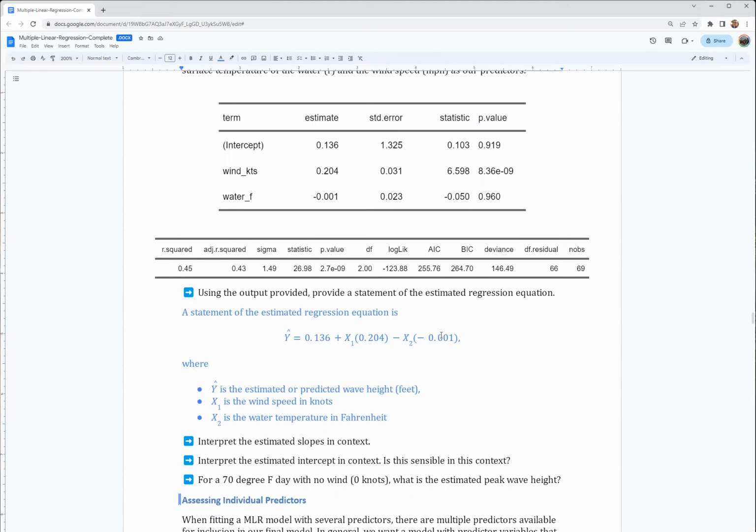So here's the statement of our estimated regression equation. Based on the data and the model fit, the estimated wave height is equal to this linear function of the observed wind speed and the observed water temperature. We need to make sure we get rid of that extra negative. There we go, only one negative.